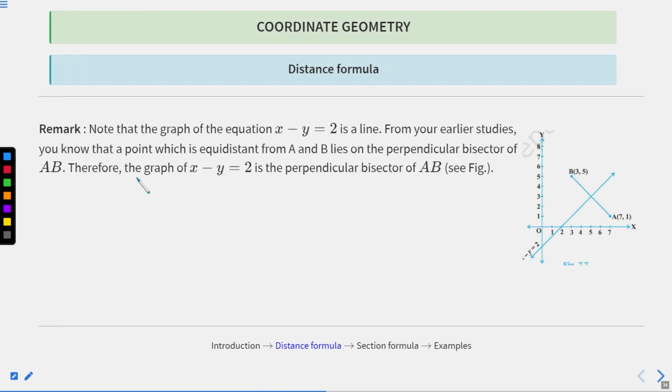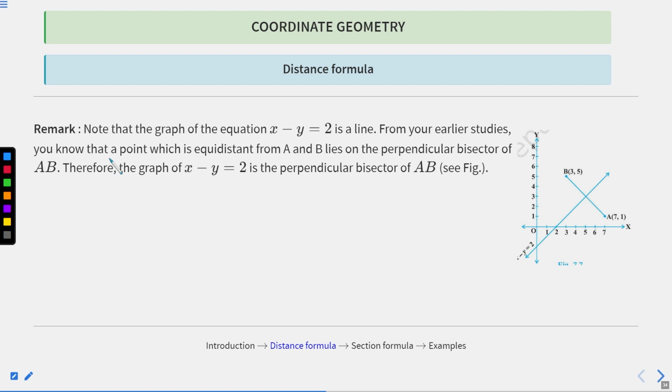So now here we have given this result. So here we note it down that the graph of the equation x minus y is equal to 2 is a line. Okay, so you can draw the graph of this equation x minus y is equal to 2. Okay, so here for drawing this graph, we need some points on this plane. Okay, so from your early studies, you know that a point which is equidistant from A and B lies on the perpendicular bisector of AB. So therefore, the graph of this equation x minus y is equal to 2 is the perpendicular bisector of AB.